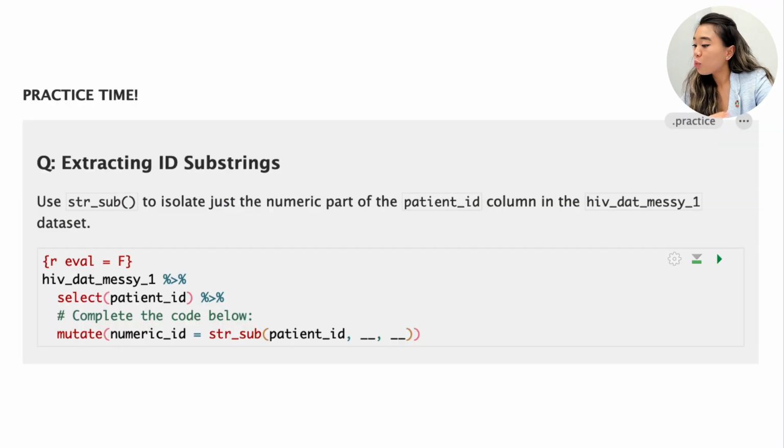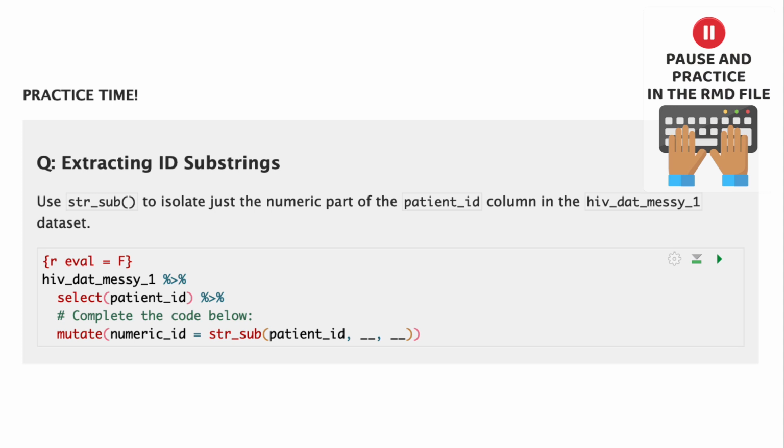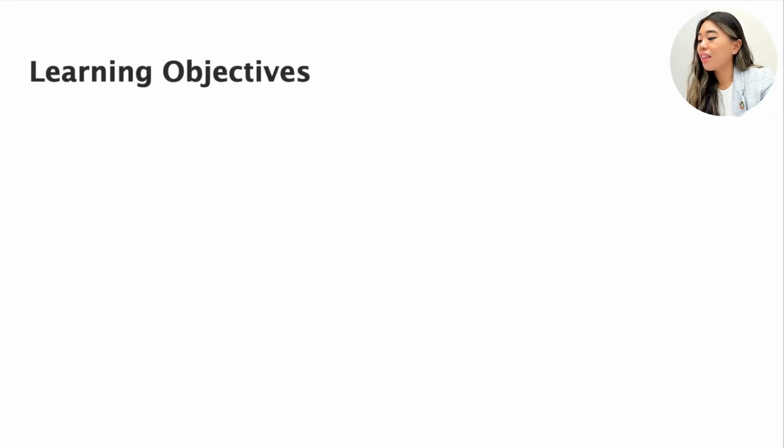Now finally, we've come to our last practice question. Using the string subfunction, we want you to isolate just the numeric part of the patient ID column in the HIV data MESI 1 dataset. Take your time, pause your screen, read the question, and then answer in your own RMD file. And that actually brings us to the end of our lesson.